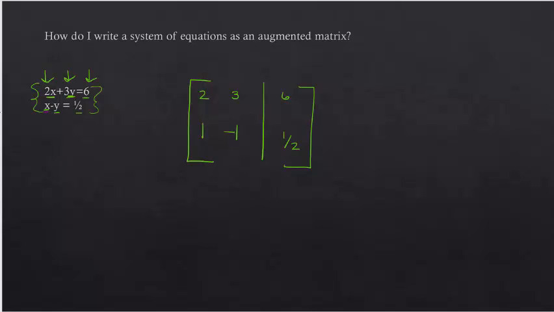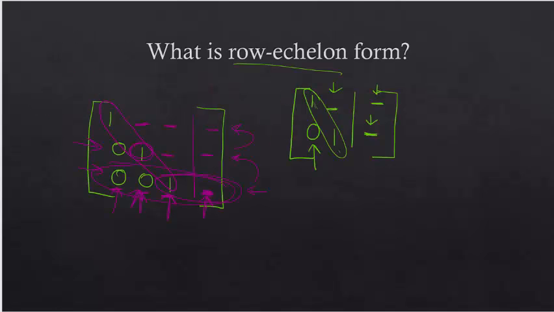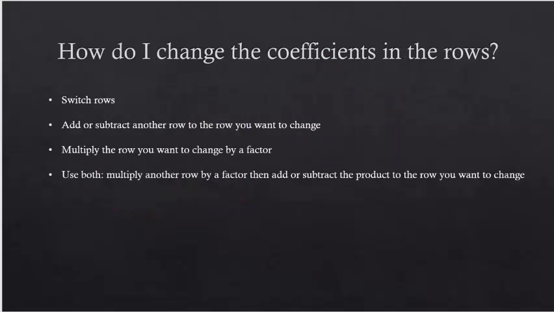And the next thing we are going to do is work on trying to turn it into row-echelon form. So we're going to try to change our matrix so that we have 1s on the diagonals and 0s underneath them. So how do we change the coefficients that are in the rows? We have a few options for changing the items in our matrix. We could switch the rows around. We can add or subtract one row to another row. We can multiply the row that we want to change by a factor. And we could use a combination of multiplying a row by a factor and then adding or subtracting it to another row.